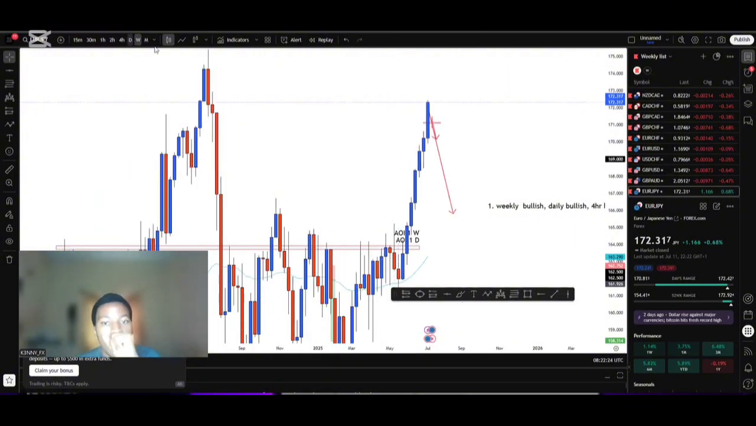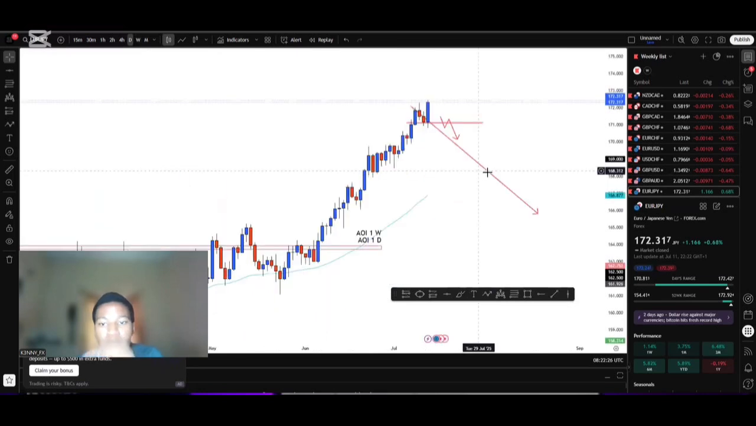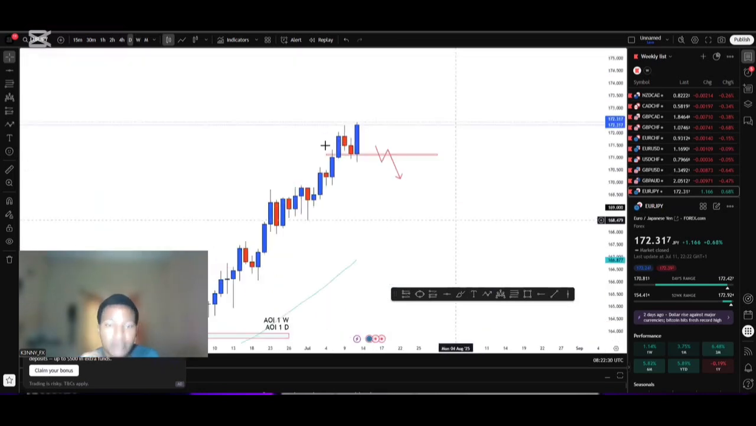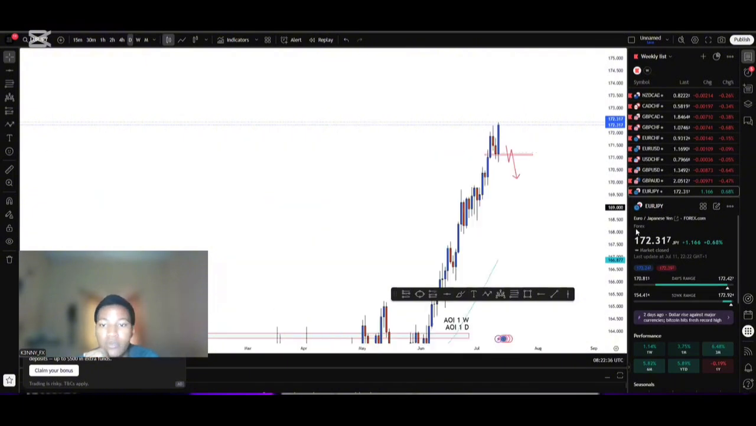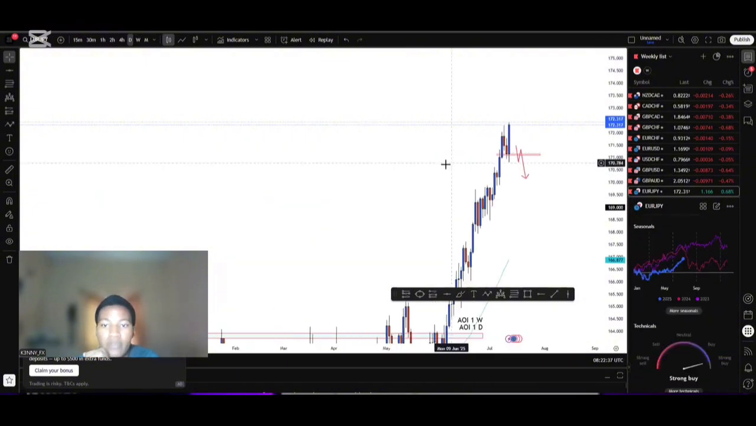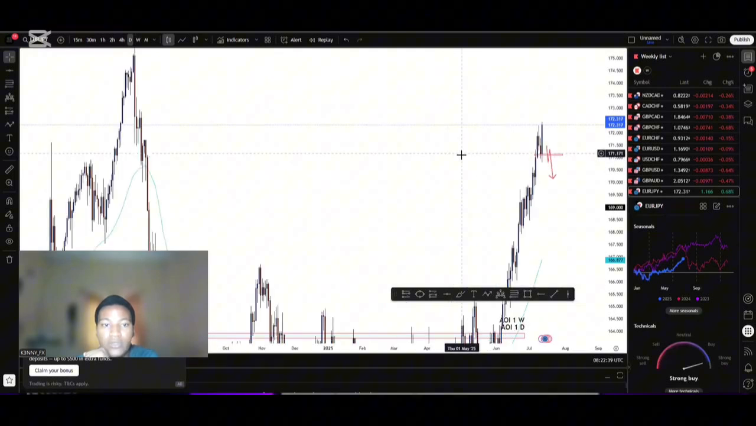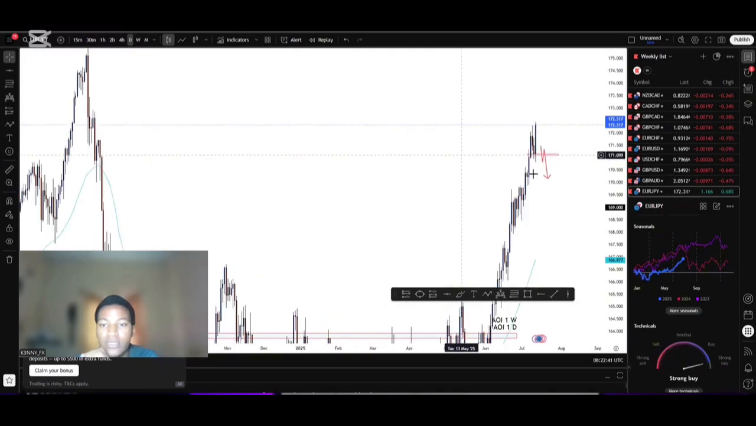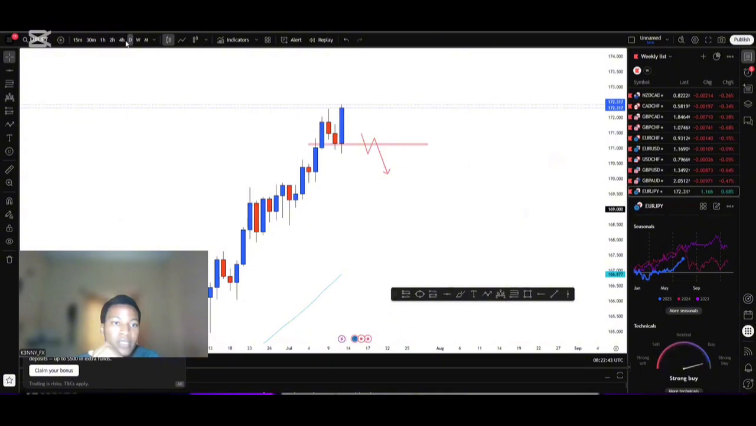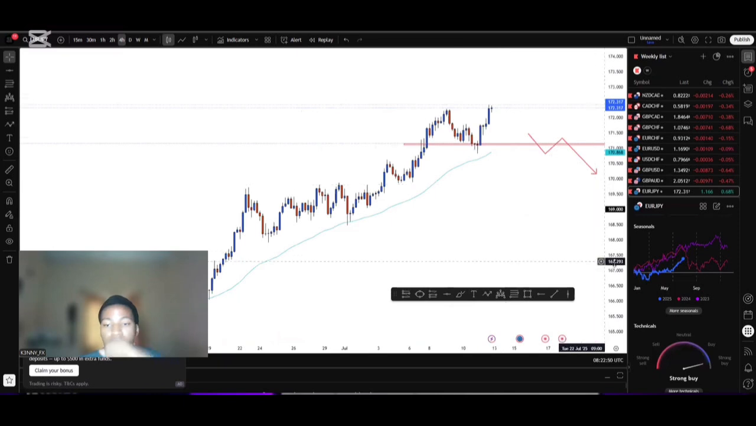Weekly is bullish, daily is bullish. Before daily goes bearish, we have to break under this level. I'm very, very much interested in the sales of this. If price breaks below here, the 4 hour will also go bearish.